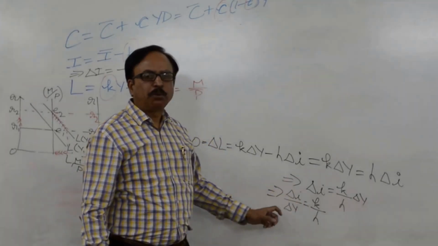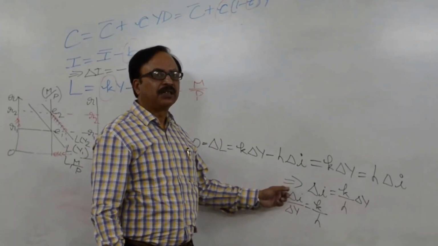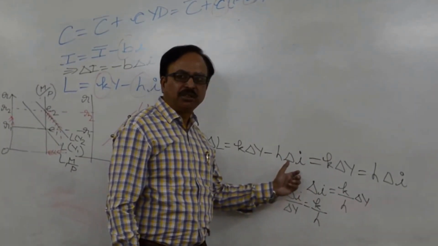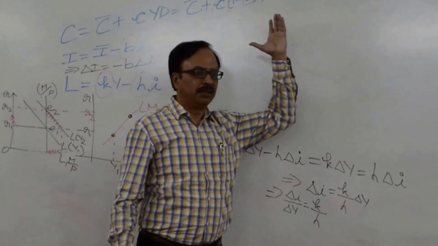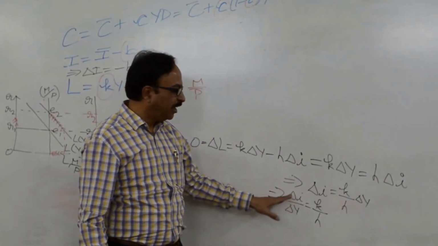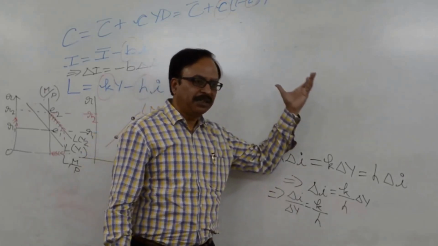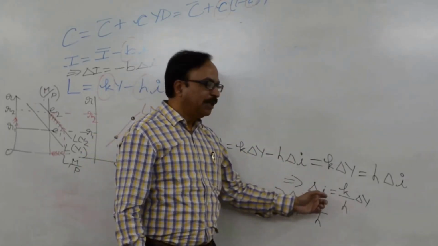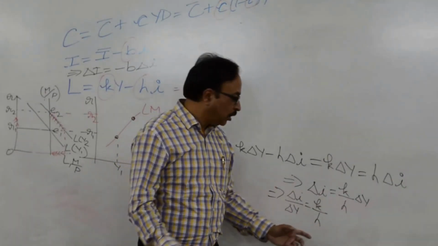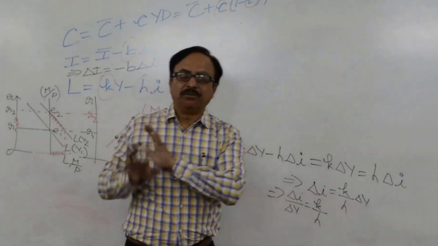When is the slope going to be greater? Given the change in the income, if delta i, the change in the rate of interest, is greater, the slope will be greater. Is it not? Given the size of delta Y, if delta i is greater, naturally this ratio will be greater. And that, we say, is dependent on K and h. How? As I said, that change in income is given from the outside.